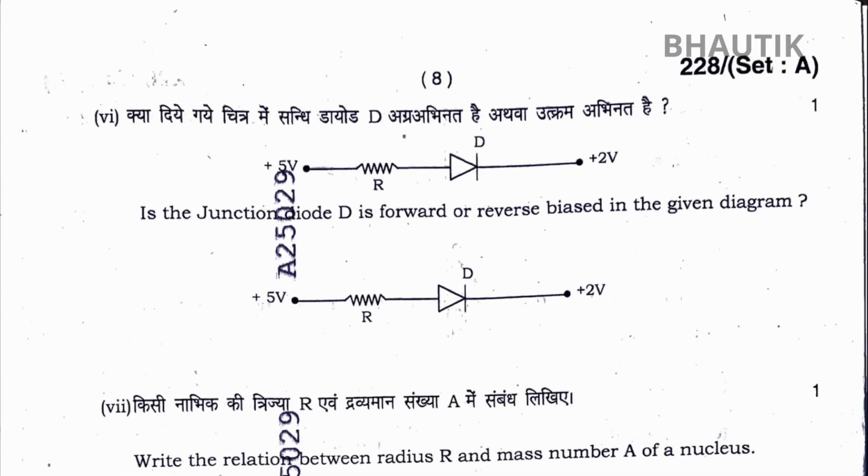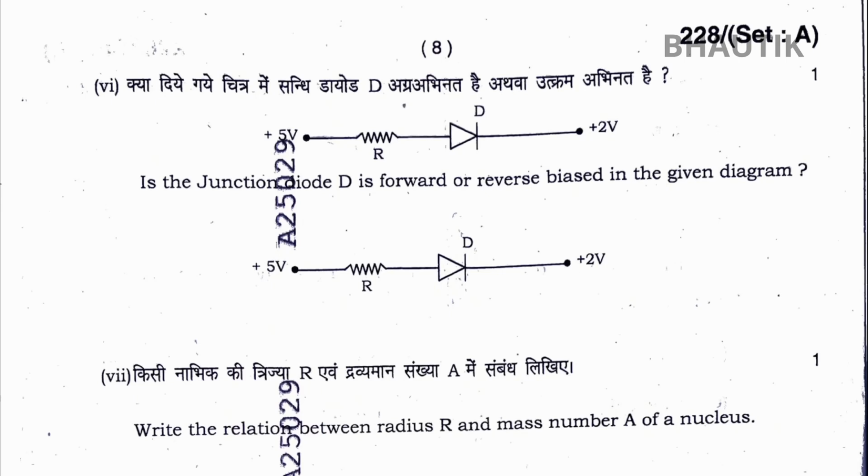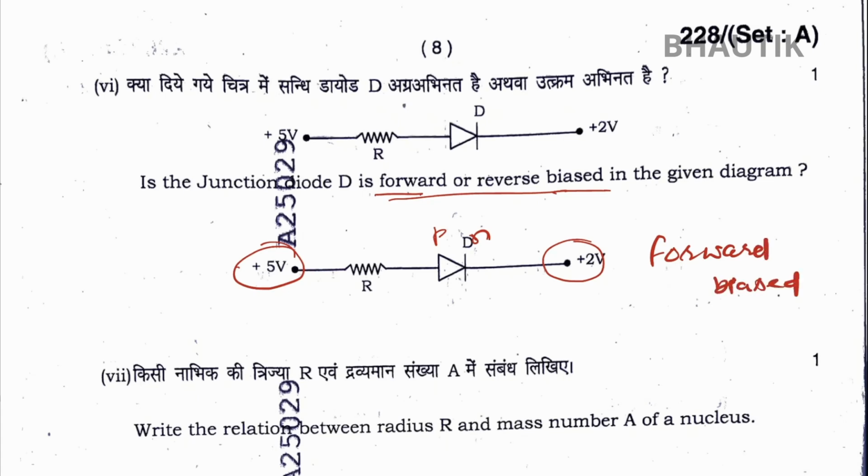Next is: the junction diode D is forward or reverse biased in the given diagram. You can see the diagram here, and in this diagram, this is the P part and this is N. P is connected to the higher potential and N is connected to the lower potential. Since the negative part must be connected to the lower potential in forward bias, this is a forward bias. The correct answer for this is forward bias. It is not necessary to look at negatives and positives, just the potential difference, one at higher potential and another at lower potential.